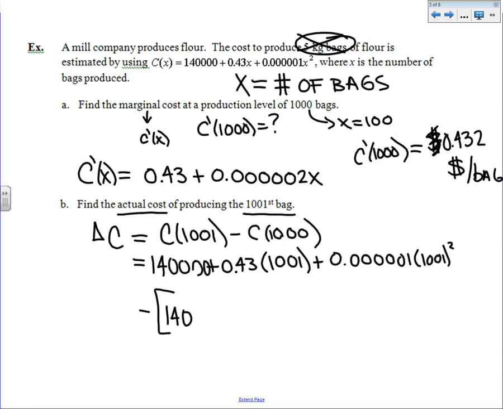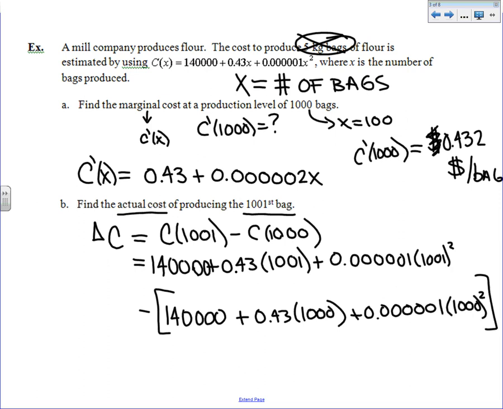So 140,000 plus 0.43 times 1,000 plus 0.12345 and then 1,000 squared. It's really important that the negative distributes, and what I end up with is the change in cost is 0.432001, and that would be in dollars as well. And we see that our derivative is very, very close to the actual cost of increasing that production.